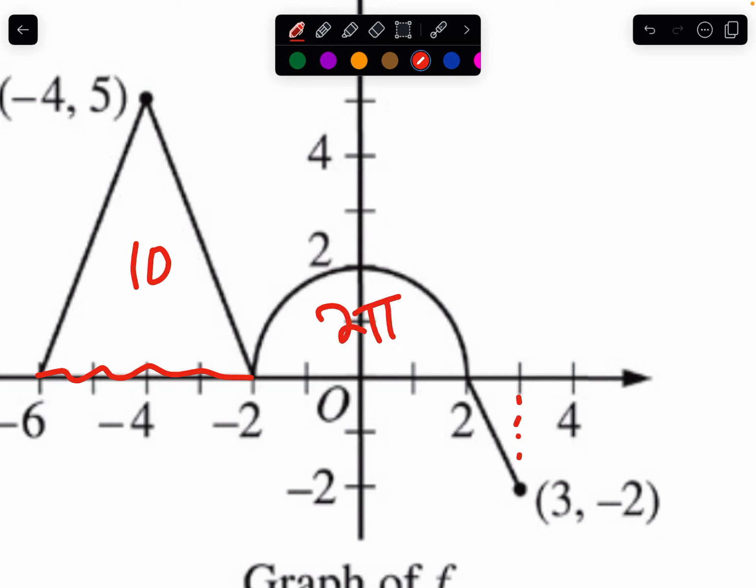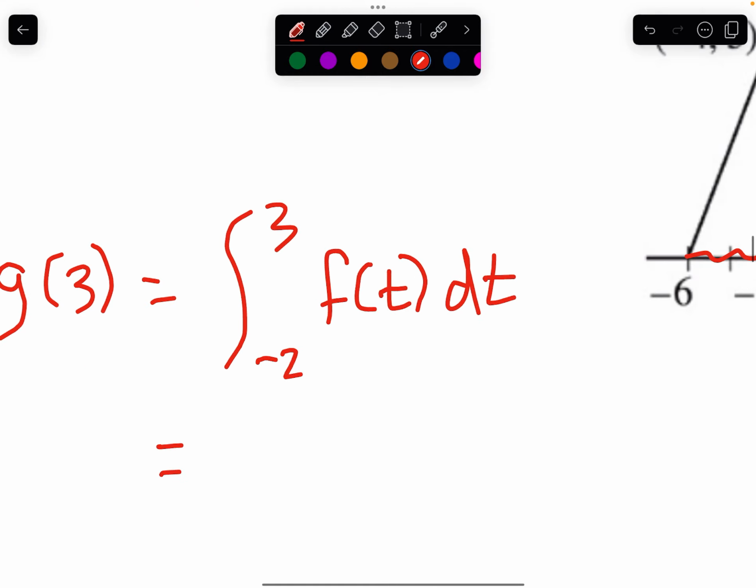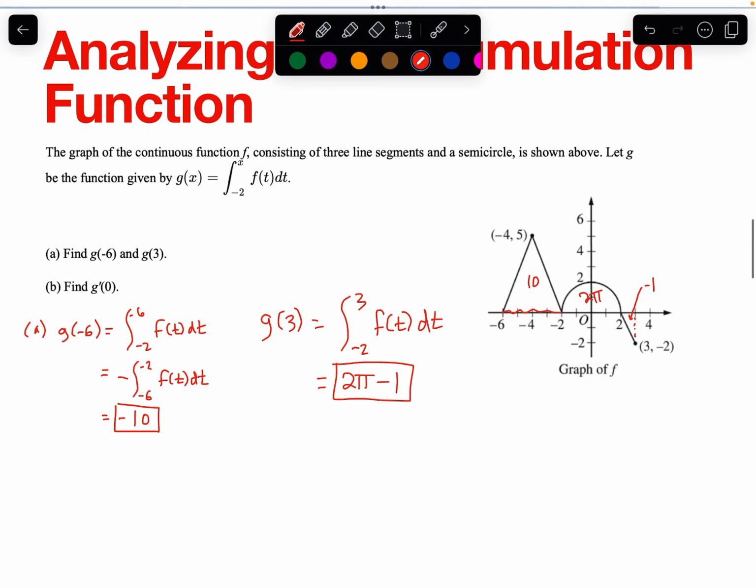From 2 to 3, we've got this little triangle right here. Using our area formulas, 1/2 base times height. The base is 1, the height is 2. That's going to end up being a value of 1. But remember, this area is below the x-axis, so it needs to be considered a negative 1. And so here we have 2 pi, and we add that to our negative 1, and we'll just leave it in terms of pi there. There is g of 3.